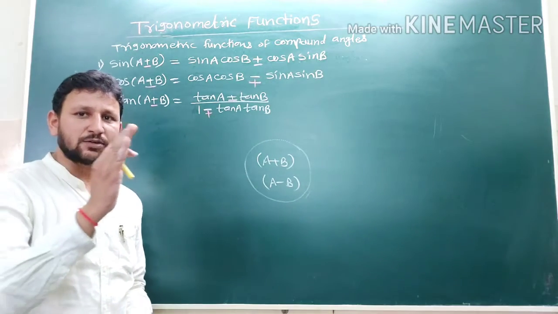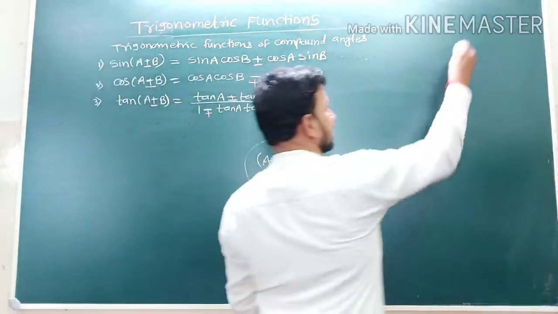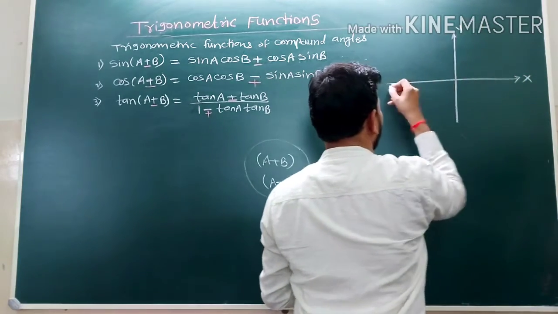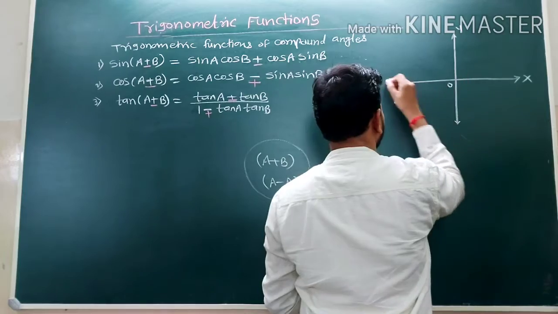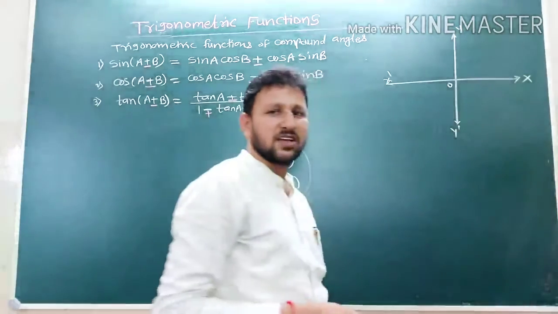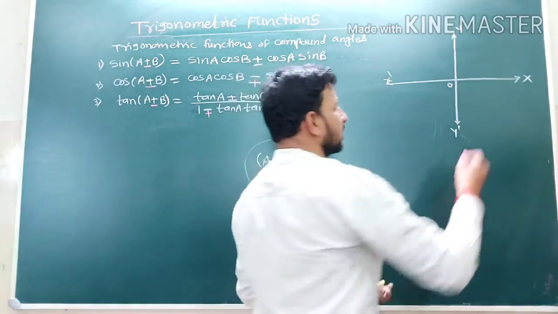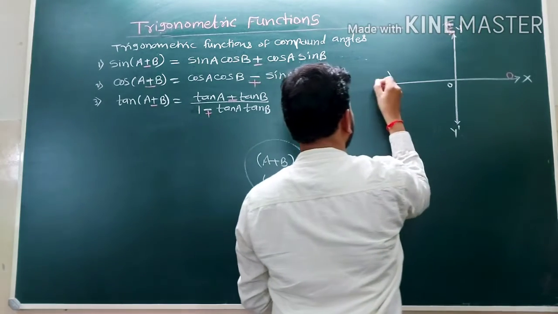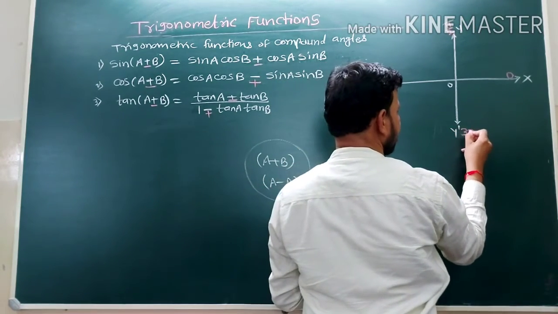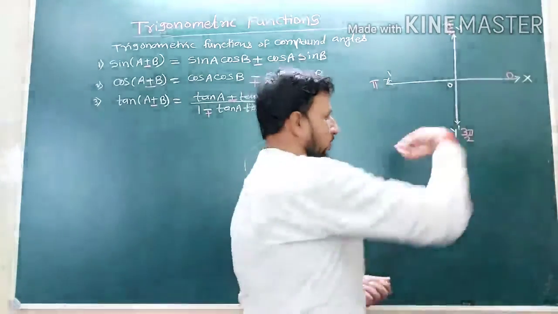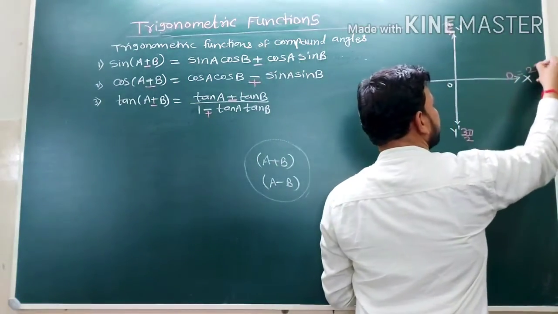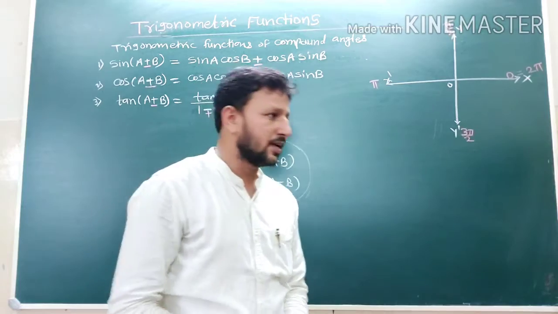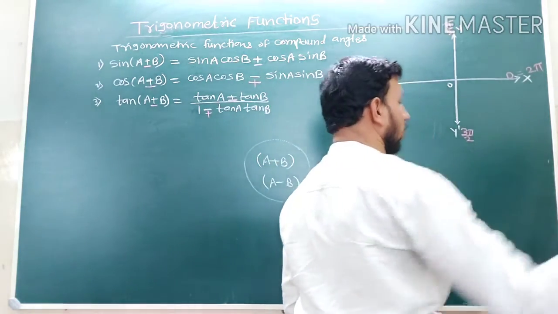Then the next concept is related to allied angles. See the angles quadrant-wise. X axis, y axis, x dash, y dash. The angles for the axes: starting here is 0, the right angle pi by 2, the straight angle pi, the next angle here 3 pi by 2, and one complete rotation, that is 2 pi. Angles are expressed in two different types. Let us see the angles quadrant-wise.